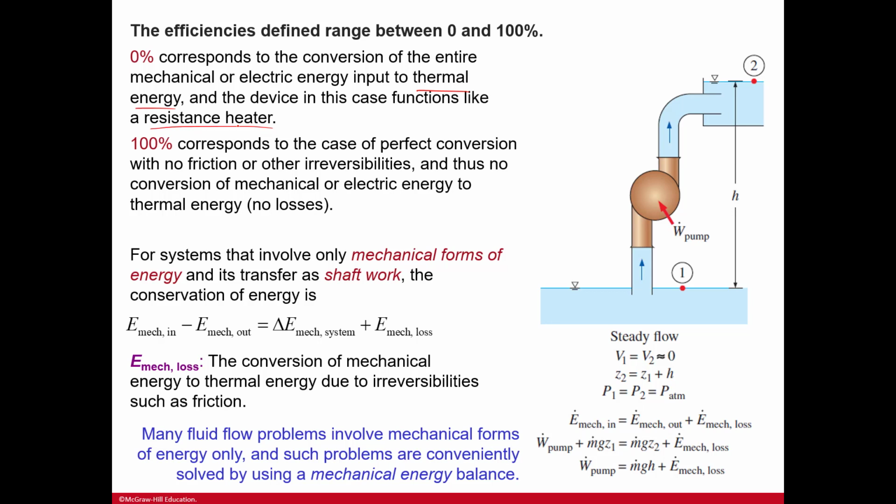And then for systems that involve only mechanical forms of energy and its transfer as shaft work, the conversion of energy is like this: the in minus out equals the change of the system plus the loss. And then the mechanical energy loss is the conversion of mechanical energy to thermal energy due to irreversibilities such as friction. So this is just detailing again why we're not able to have a 100% efficient device, or why we're not able to get to those ideal cases. It's because of the presence of these irreversibilities. We can't reverse them. We can't extract the energy out of it, like friction.